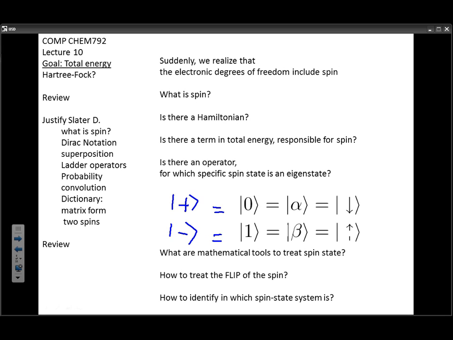Also, we would like to be able to mathematically answer in which state our system is, to artificially model the measurement of a spin. This is what we will be doing for the rest of the lecture.